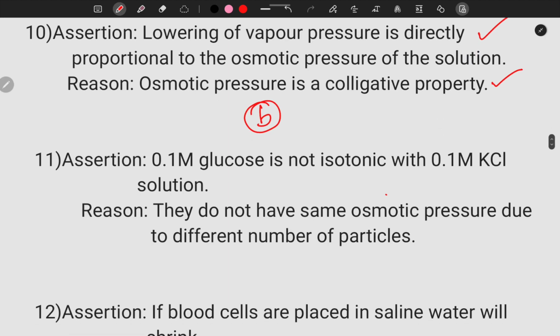11th question. Assertion: 0.1 molar glucose is not isotonic with 0.1 molar KCl. We know KCl is an ionic solid, so it breaks into K plus and Cl minus ions in solution, whereas glucose is a covalent solid, it does not produce ions in solution. Because of that, they are not isotonic because their osmotic pressures are not equal. So the assertion is correct. They do not have the same osmotic pressure due to a different number of particles. Reason is also correct. So reason is the correct explanation of assertion. So our option is option A.